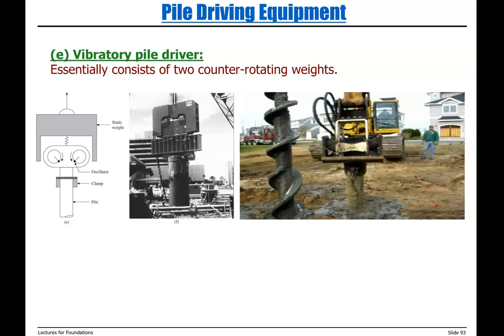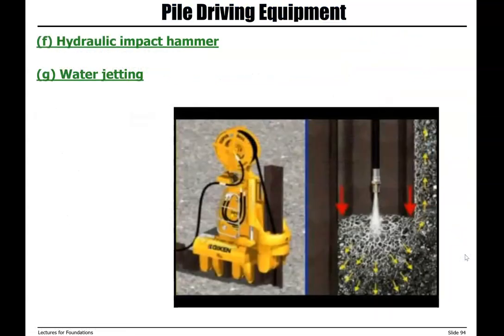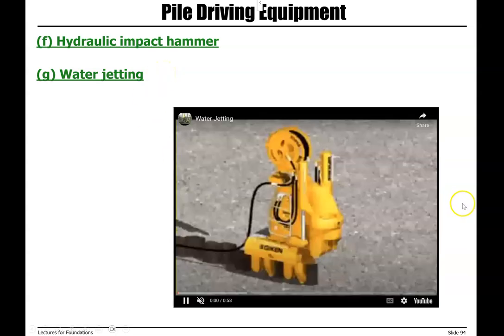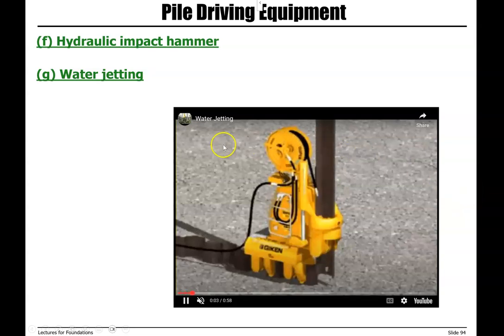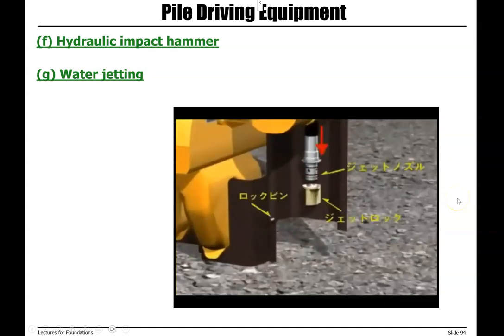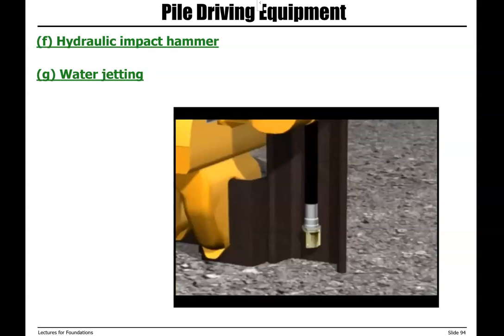Then we have a vibratory pile driver, so impact, vibration. In vibratory pile drivers, two counter-rotating weights are used to cause a vibration and move the particles around to create an empty space for the downward movement of the pile. We also have hydraulic impact hammers, and another more advanced technique is water jetting, where water is used to again move the particles around, free up a space, and then downward movement of the pile.